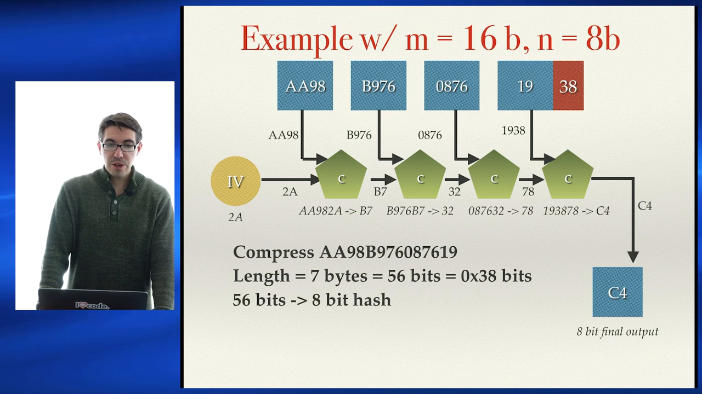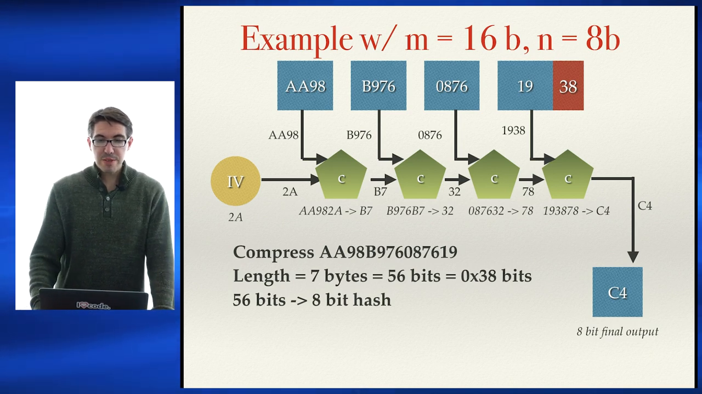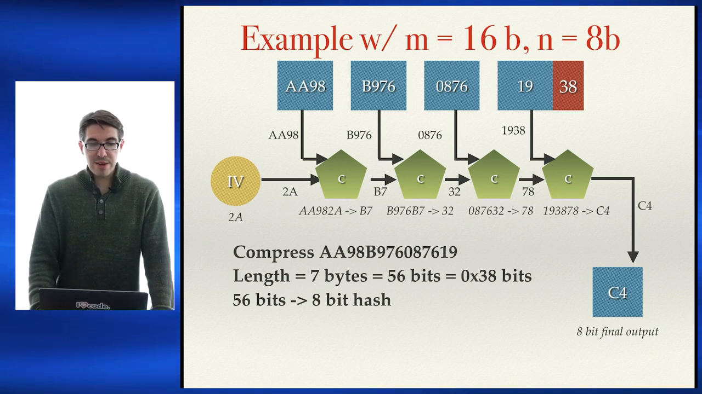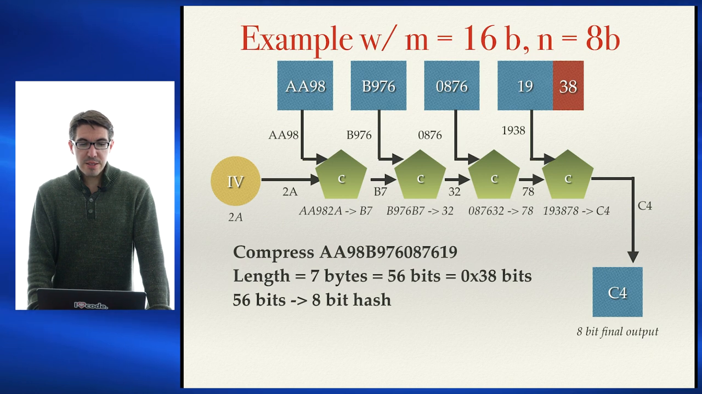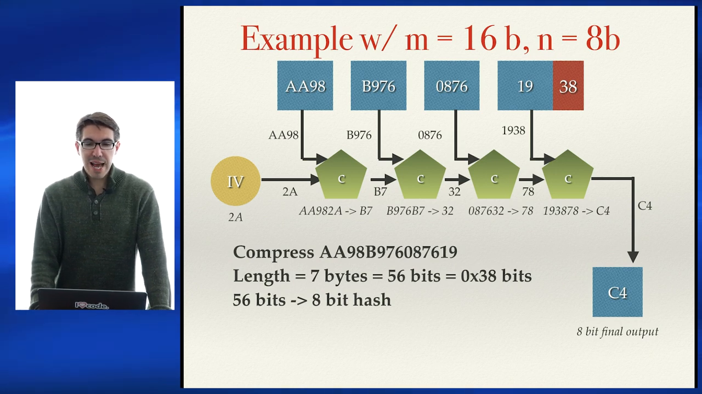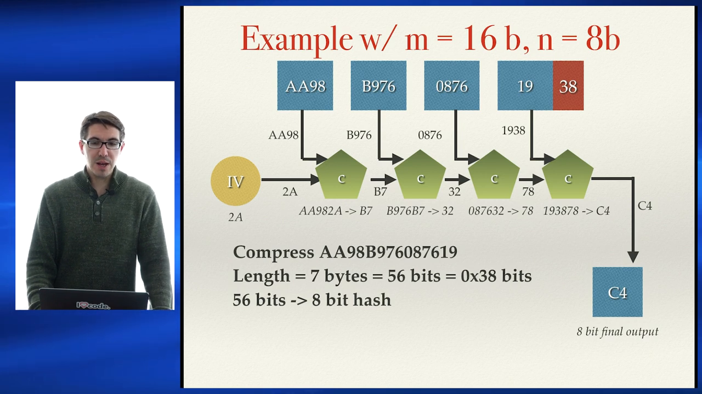Our next compression function, you pass in 0876 as the third block and the output 3.2 to get 7.8. And here is where it's interesting. So our initial input, we could not separate that into 16-bit chunks. So we're going to add a second value here to fill in, or pad, or what's sometimes called strengthen, that final block. So in this case, I put 38 there.